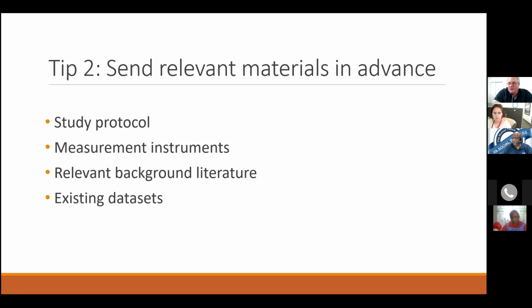What's the relevant background literature on the topic that you're studying? Do you have any existing data sets? Meaning, have you already collected some data on the subject that you're looking at?